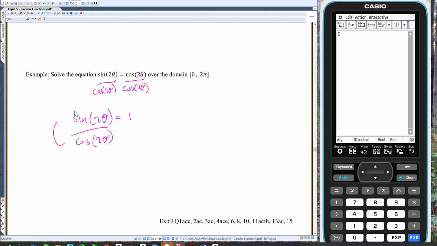Now, what do I know about sine on cos? I know that that's tan. So I'm going to replace that with tan 2 theta equals 1. All right, and this is basically asking the question, when is tan going to equal 1? And we've got a domain of 0 to 2 pi, and we're going to note that we've got a dilation factor of 2. So I've got to double the amount of solutions. So it's first going to equal 1 at pi on 4.